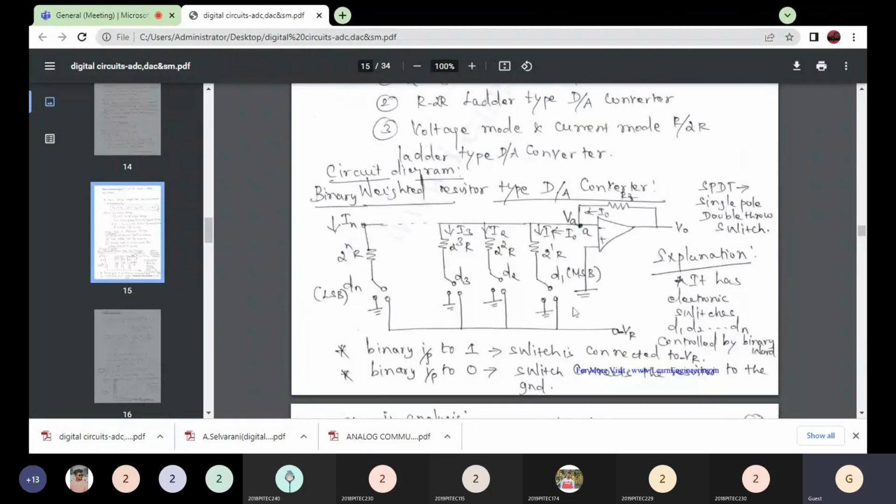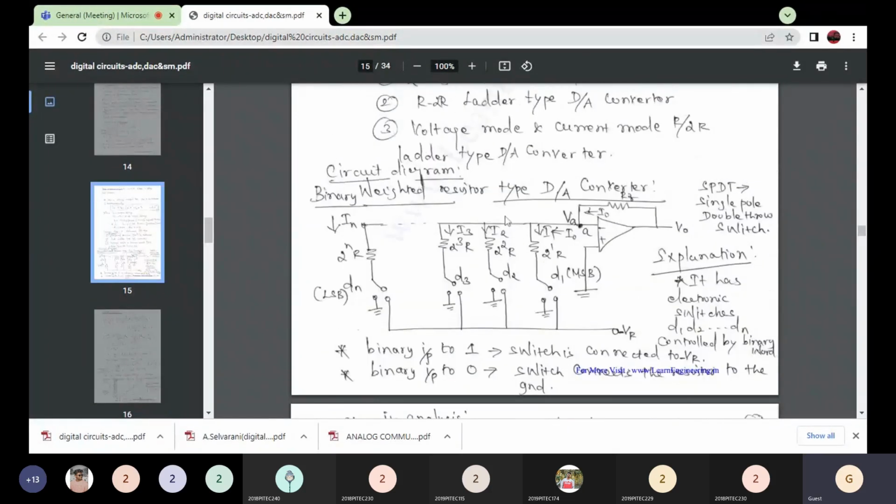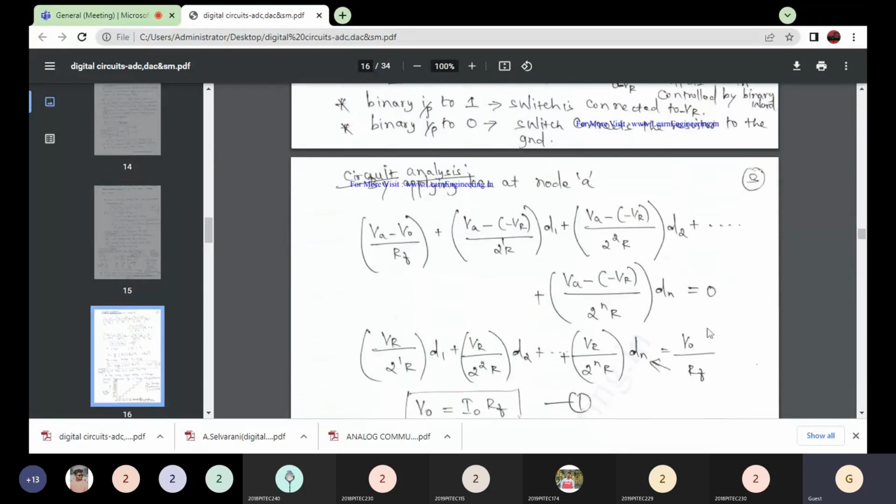So it should be equal to 0. That is, the sum of these currents should be equal to 0. The current flowing into this terminal should be 0. Understand? Now we are going to simplify this equation. I consider the V naught term on the right side, and the reference voltage terms on the left side. So V naught divided by RF, the feedback resistance, is the only term I consider on the right side. What is the remaining term?